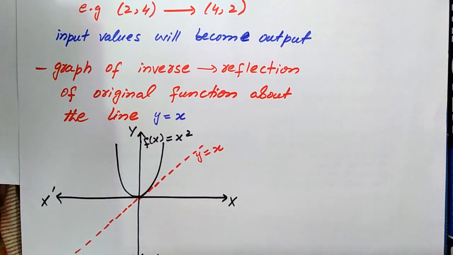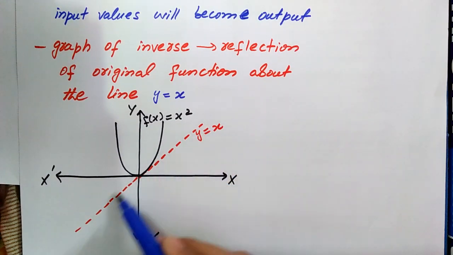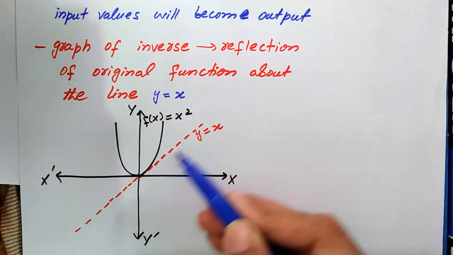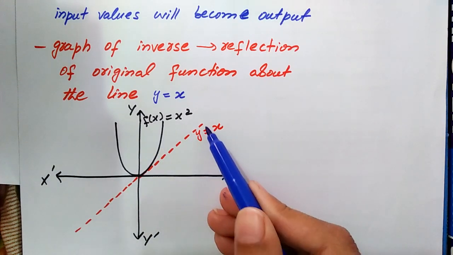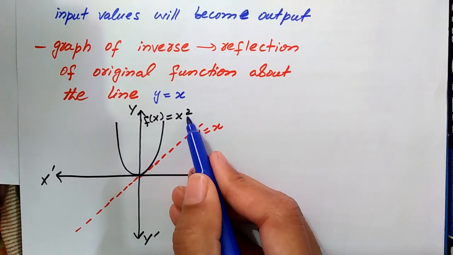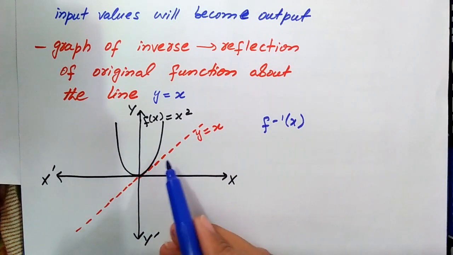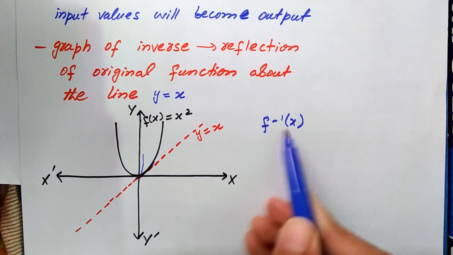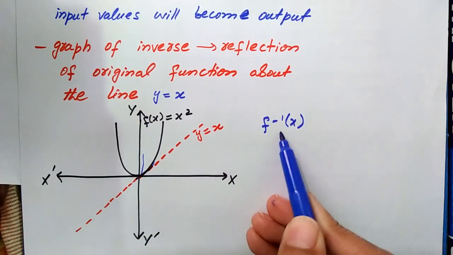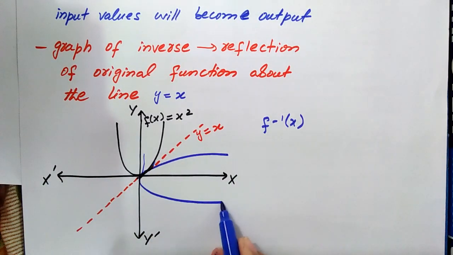Consider the graph f of x equals x², that is shown by the black line, and y equals x is the line about which f of x is reflected. Now, if we want to find f inverse of x graphically, the x coordinates of this x² will become the y coordinates of f inverse of x, and the y coordinates will become the x coordinates of f inverse of x. So the graph for f inverse of x will become like this.